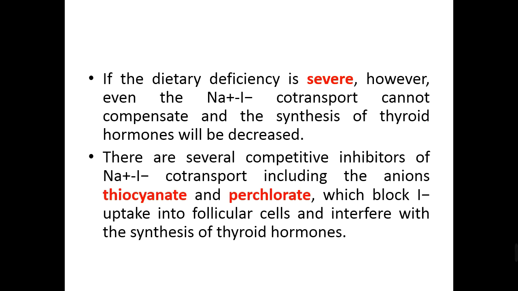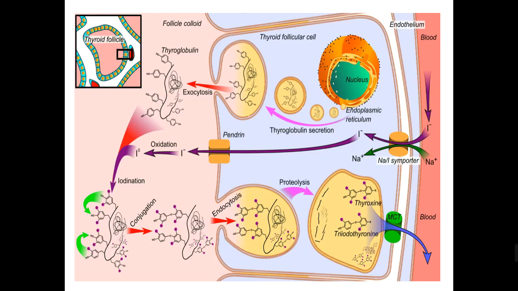There are several competitive inhibitors of these co-transport mechanisms, including the anions thiocyanate and perchlorate, which block the iodine uptake into the follicular cells and interfere with the synthesis of thyroid hormone. Another figure will help you to understand the stages of thyroid hormone formation. I hope you take your time to understand these stages.